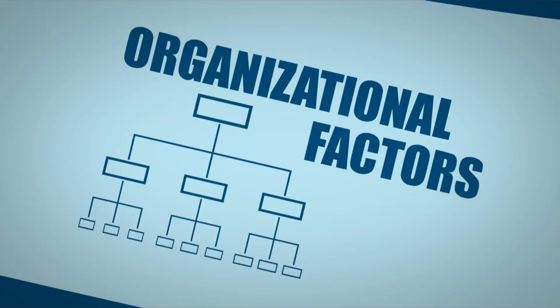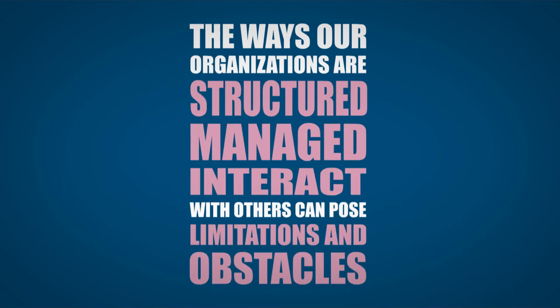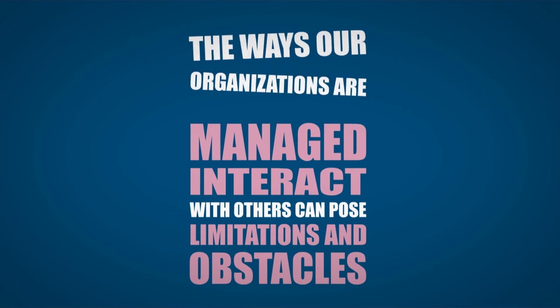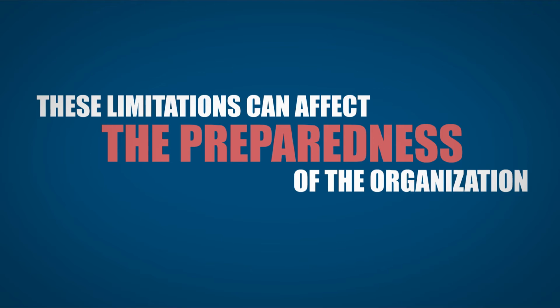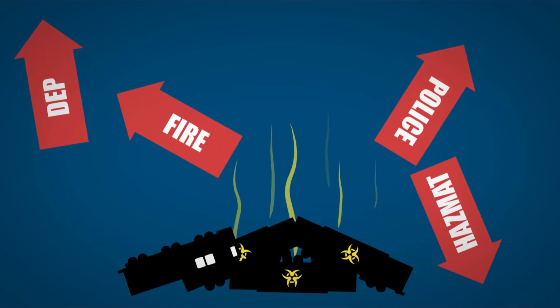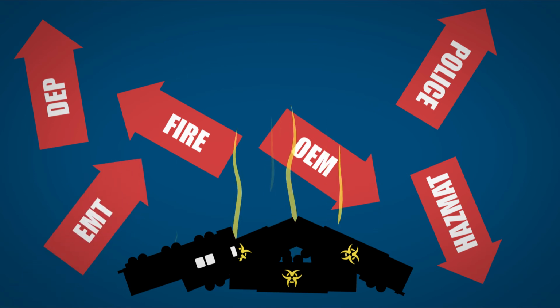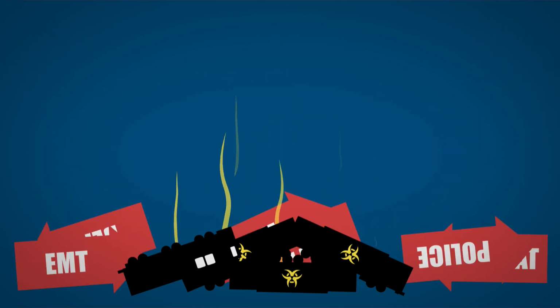The second cause for strategic risk is organizational factors. The ways that our organizations are structured, managed, and interact with others can pose limitations and obstacles, whether the organization is public or private, small or large. These limitations can affect the preparedness of the organization. In a disaster like the freight train example, multiple agencies would respond. But if those agencies have not shared their disaster procedures, that lack of communication could result in conflicting operations and the possible endangerment of agency personnel or even the public.